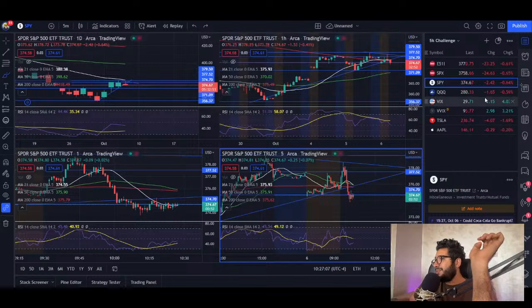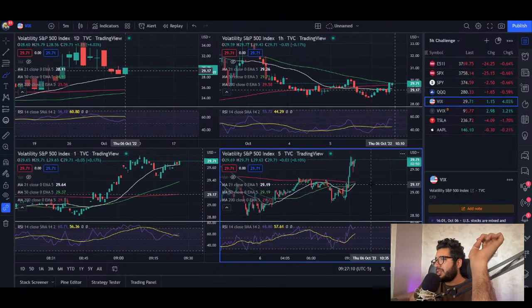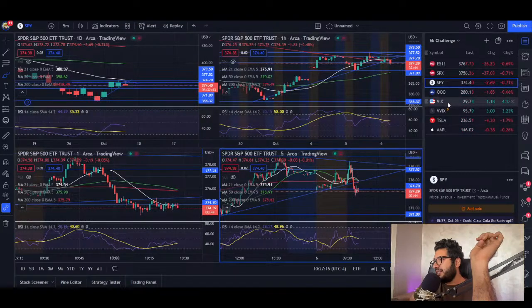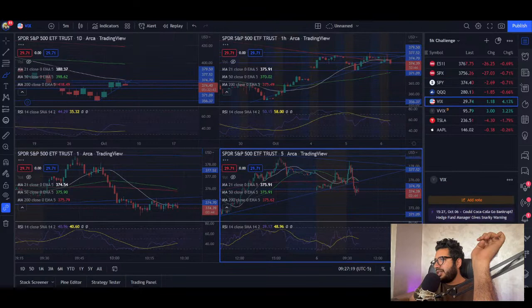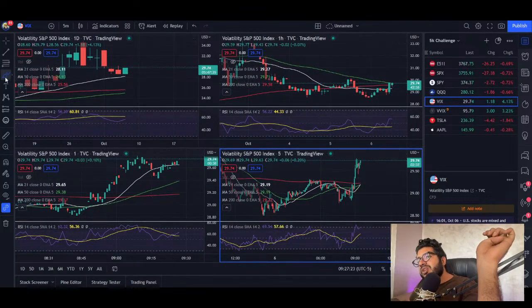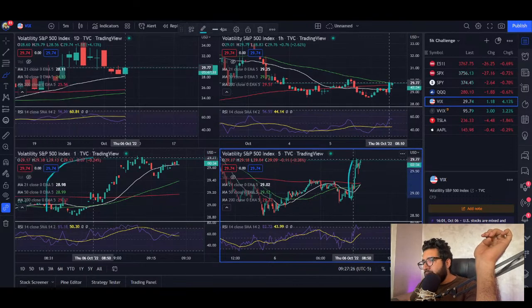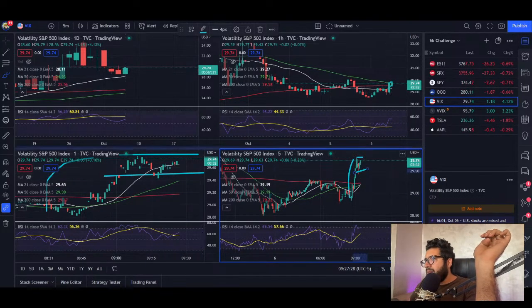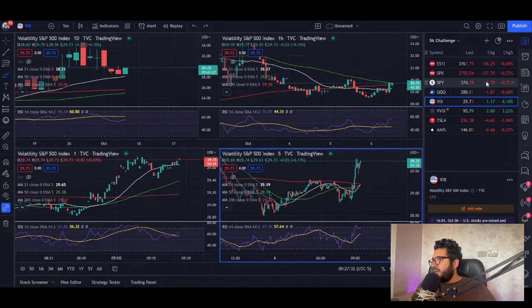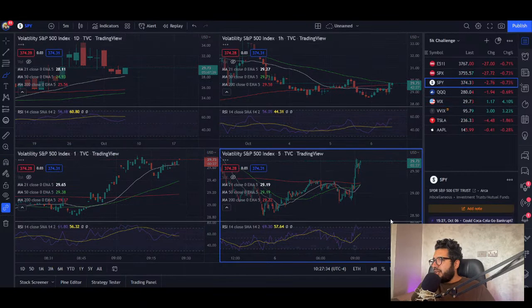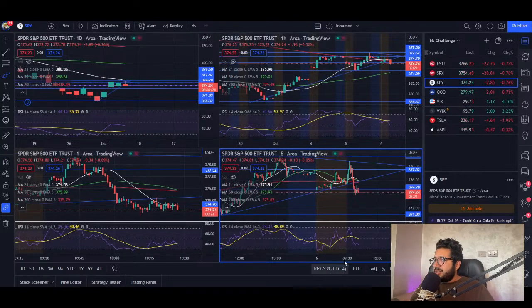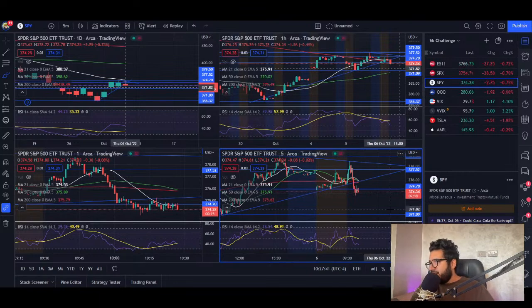So VIX keeps climbing here. VIX now is up 4%. Look at this. VIX bull flag forming, right? Look at this, VIX here. This is a bull flag. So we got a bull flag forming here on VIX. Coincidentally, we also got a bear flag forming on SPY. It's always nice to see, right?